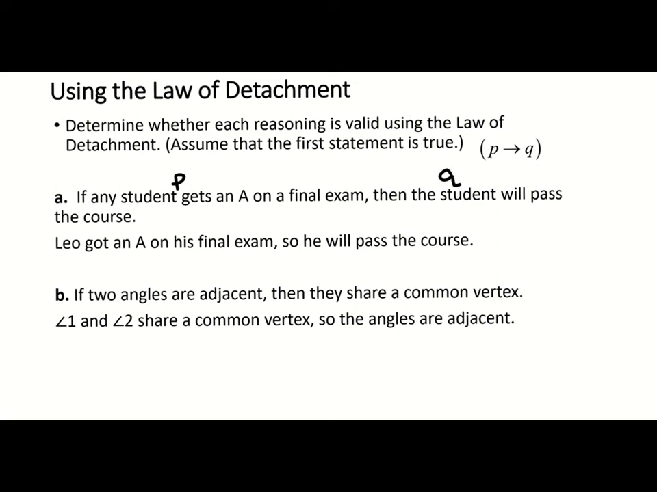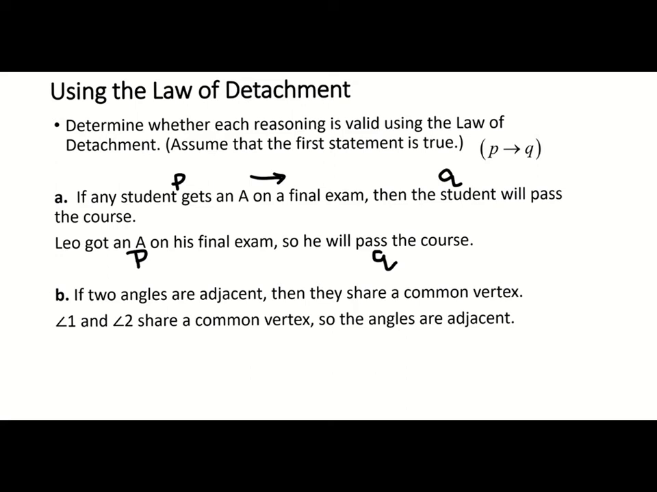Leo got an A on his final exam, so they repeated P. Now, they didn't just say any student, but they named a student. So our conclusion here is he will pass the course, which is also our Q. So because it goes from our conditional, if P then Q, form, then they repeat P and then Q, it is a valid argument.